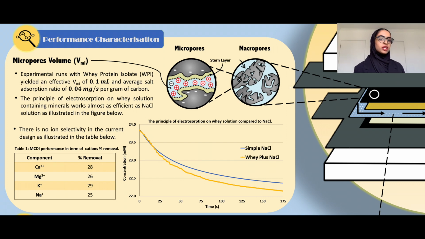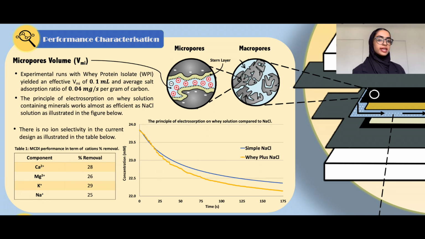Experimental run with simple NaCl yielded a VMI of 0.17 ml. And the experimental run with whey protein isolate solution yielded an effective VMI of 0.1 ml and an average salt adsorption rate of 0.04 mg per second per gram of carbon. As you can see in the graph, the principle of electrosorption on whey solution containing minerals works almost as efficiently as NaCl-only solution. Inductively coupled plasma was performed for the initial whey solution and the demineralized whey solution to evaluate the reduction in salt removal.